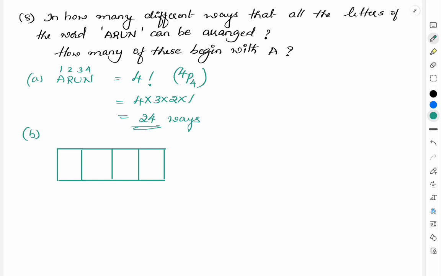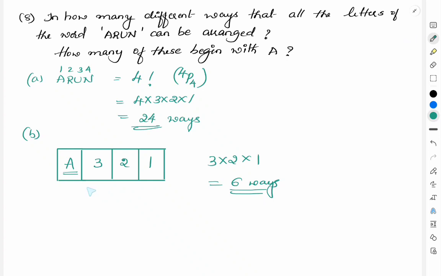Now, since I have 4 letters in the word, let me make 4 boxes. A should be the first letter of the word. In how many different ways can this be arranged? From the 4 letters, we have fixed A as the first letter. For the remaining 3 letters, I can write any of the letters in the next place, then the remaining 2 letters and 1 letter. So with A in the beginning, it is 3 into 2 into 1 different ways. Total 6 different ways such that the words begin with A.